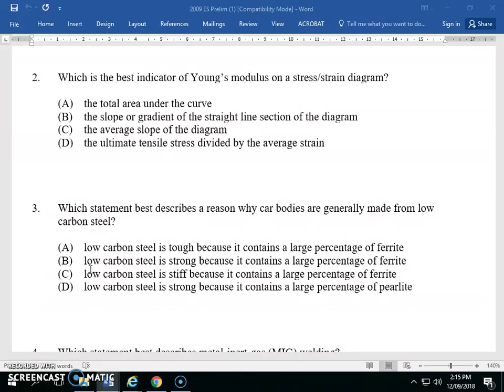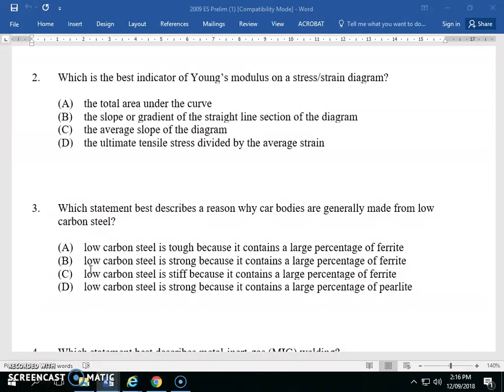Okay, which statement best describes why car bodies are generally made from low-carbon steel? Okay, it's a good question. Now it says low-carbon steel is tough because it contains a large amount of ferrite. It's strong because it... Okay, so what we want to look at there is we need to know the properties of low-carbon steel. So low-carbon steel, does it have a lot of ferrite or a lot of pearlite? Does it have more ferrite or more pearlite? It's going to have more ferrite. Yeah, pearlite, we get full pearlite at 0.8%. Low carbon, we're going to have more ferrite than pearlite.